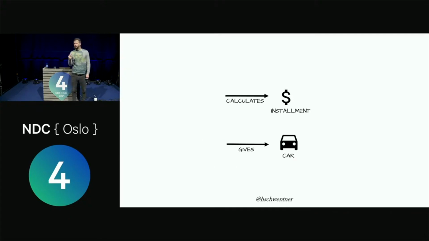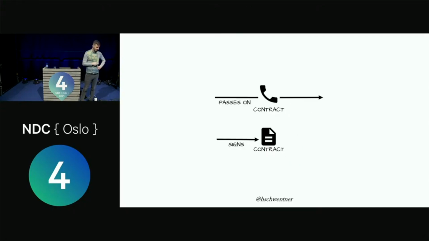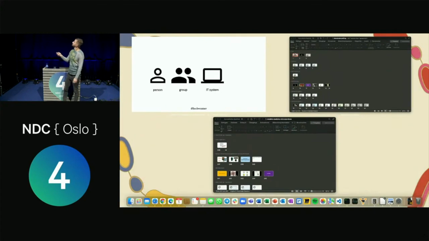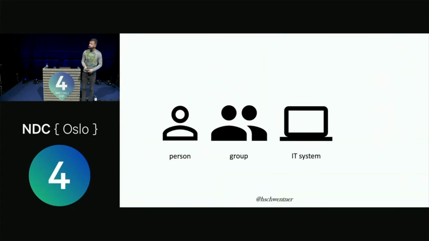What we can do now is use different icons for different kinds of work objects, of course. So we have the installment and the car, and there are different icons here to make the story easier to read. And the same is true also for the actors, of course. So most of our actors are people, like you can see here. But sometimes it's a group of people, or even IT systems can be actors in such stories.